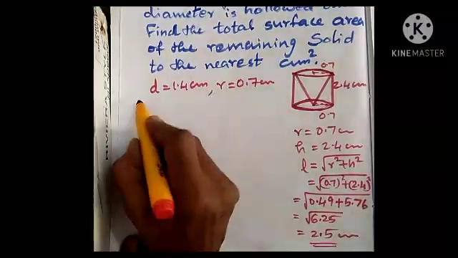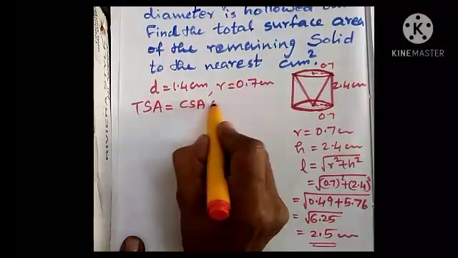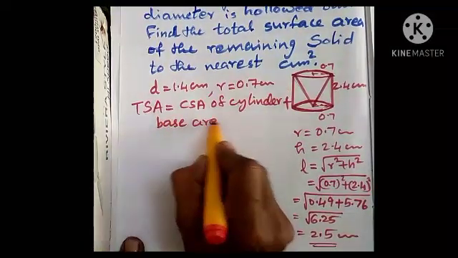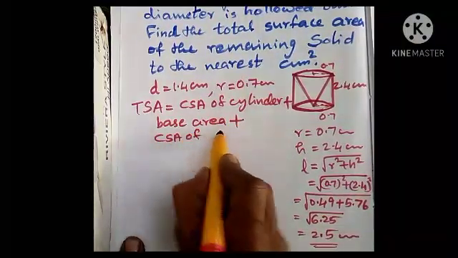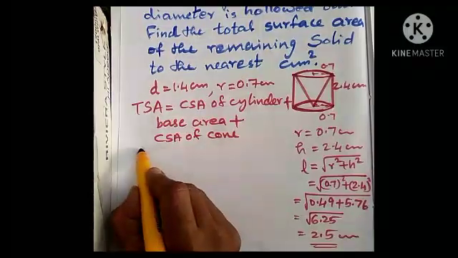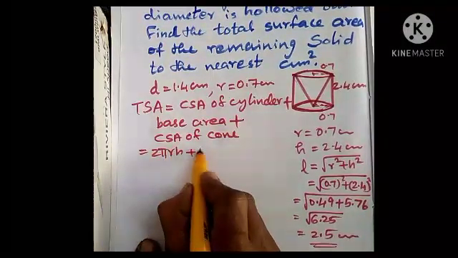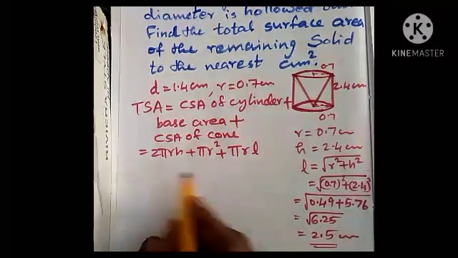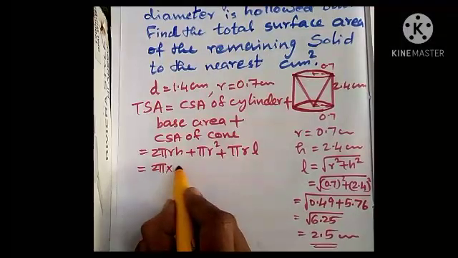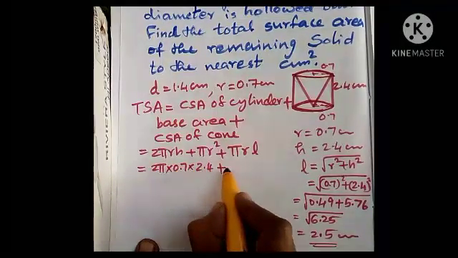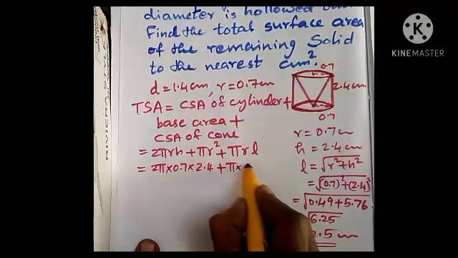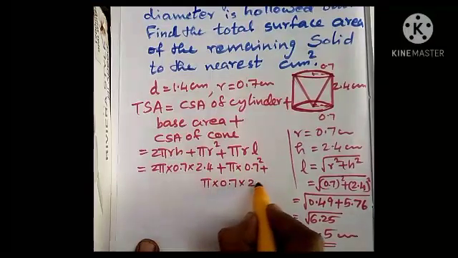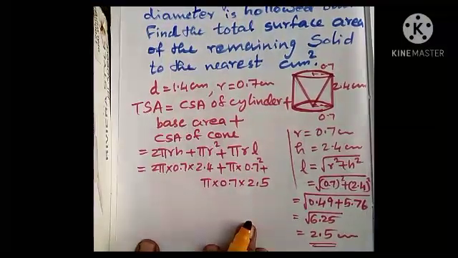Now we can find the TSA. TSA of the remaining solid equals CSA of cylinder plus base area of cylinder plus CSA of cone. Understand? Now CSA of cylinder, what's the formula? 2 pi RH, plus base area pi R square, plus CSA of cone, which is pi RL. Isn't it? Now we can substitute the values. That is equal to 2 pi, then what's the radius? 0.7 into 2.4, plus pi R square means pi into 0.7 square, plus pi RL means pi into 0.7 into 2.5, because that slant height L we got 2.5.